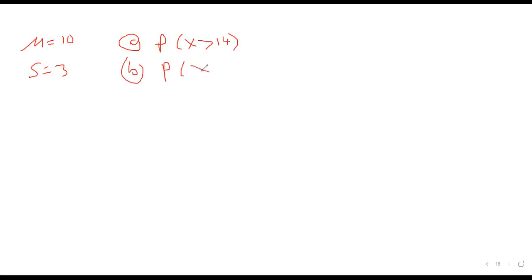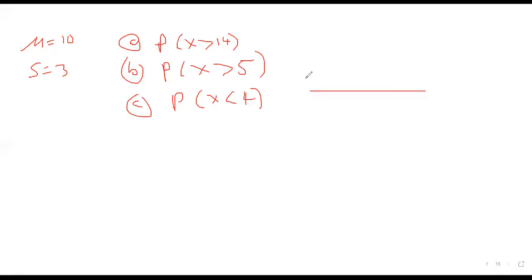All right. So mu is 10. Standard deviation is 3. For A, I want somebody to help us find the probability that X is greater than 14. For B, I want somebody to help us find the probability that X is greater than 5. And part C, you can lead us through, or you try first: X is less than 4. So try this one, I'll give you a few minutes.